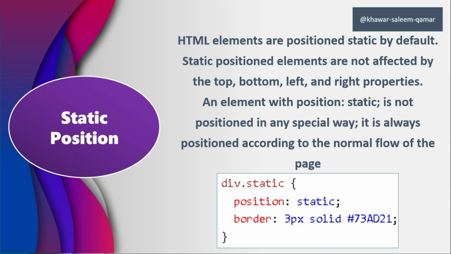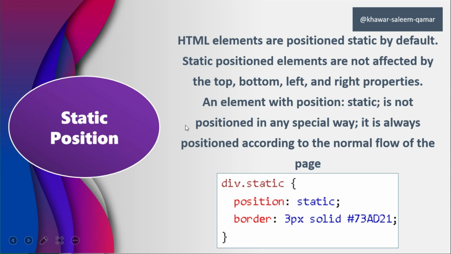First of all, static position. This is the default position that an element has in HTML when it is entered inside our HTML markup. The element having static position doesn't have any sort of effect by top, bottom, left, or right properties. A static positioned element just follows the simple flow of the page and is rendered according to simple page order.